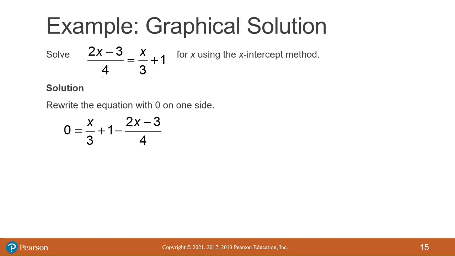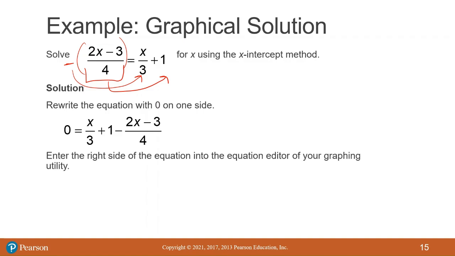Okay, so what we start out doing here is we want to get a 0 on this side, so we need to move this one over there. The easiest way to do that is just subtract it over. Okay, and that's all we've done here. We get 0 equals x over 3 plus 1 minus 2x minus 3 over 4.